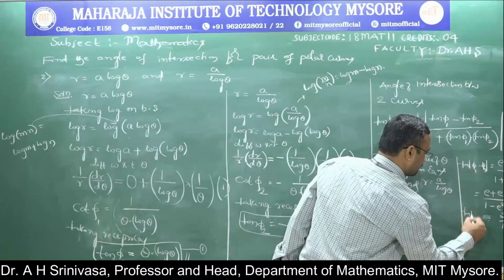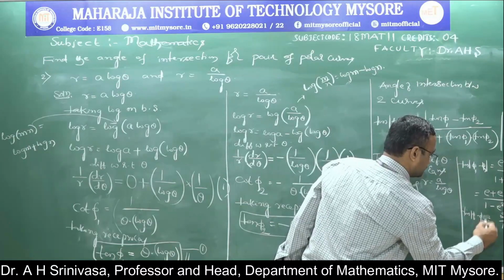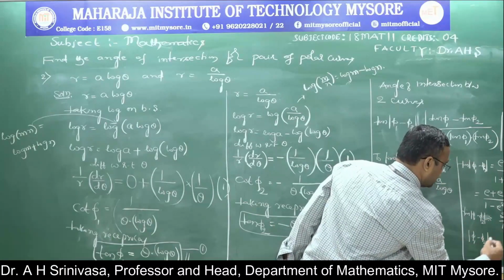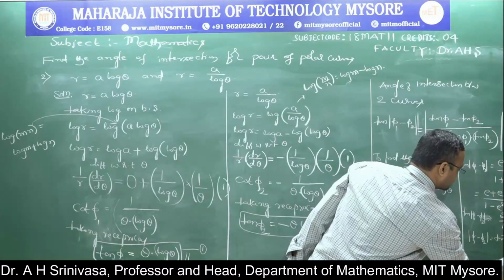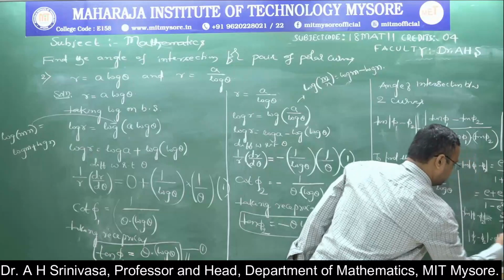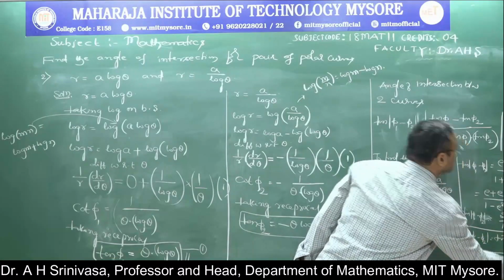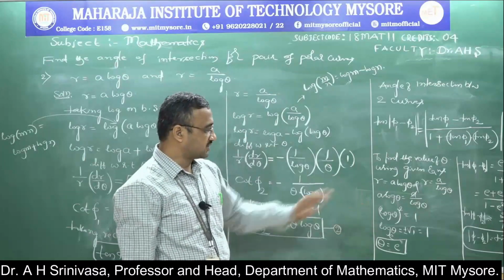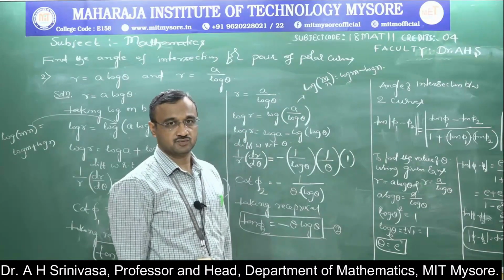That is tan of phi 1 minus phi 2. So phi 1 minus phi 2 is tan inverse of 2e divided by 1 minus e squared. So this is the required solution for this particular problem.